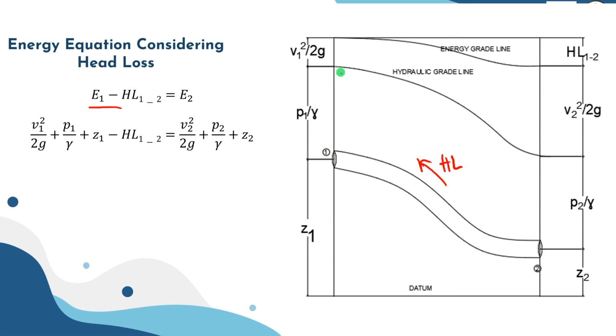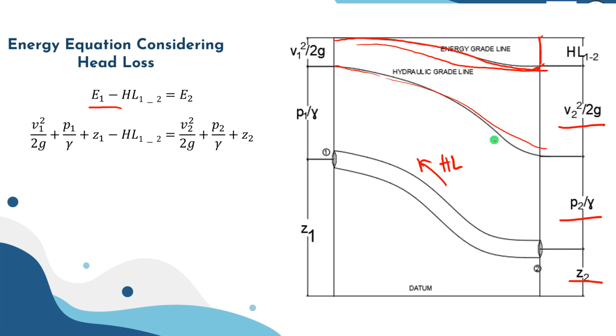So the diagram for our hydraulic grade line and energy grade line looks like this. There will be a reduction in the value of the total energy, the velocity head, pressure head, and the elevation head. So that difference from the energy at point 1 to the energy at point 2 will be your head loss.